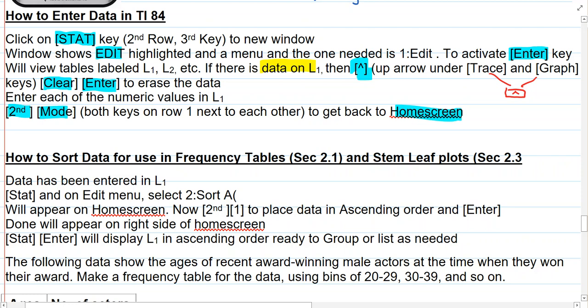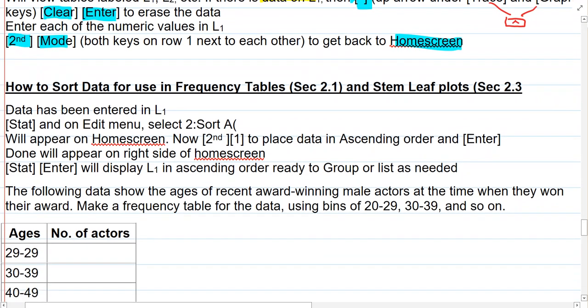All right, now we want to sort it. Sort is to place in order.